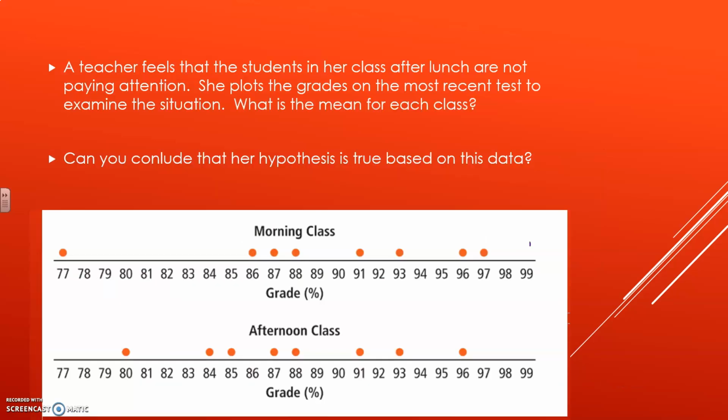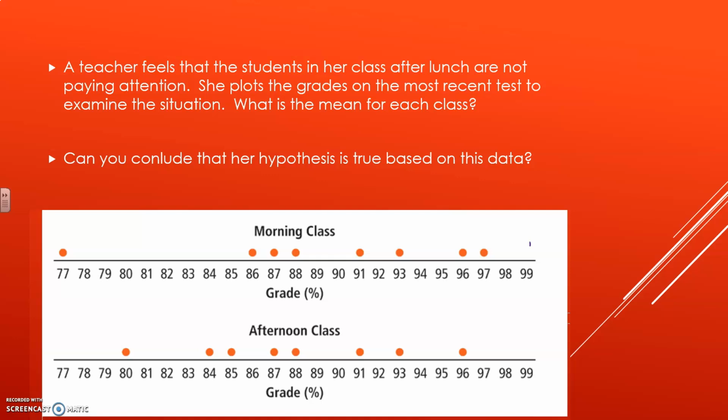Okay, so I want you just to take a minute and we'll read this problem and then I want you to think about it. It says a teacher feels that the students in her class after lunch are not paying attention. She plots the grades on the most recent test to examine the situation. What is the mean for each class? Can you conclude that her hypothesis is true based on this data? Okay, so go ahead and pause it. Calculate the mean for both so you can practice doing that and then see what you think.